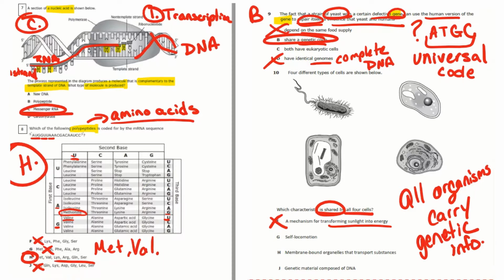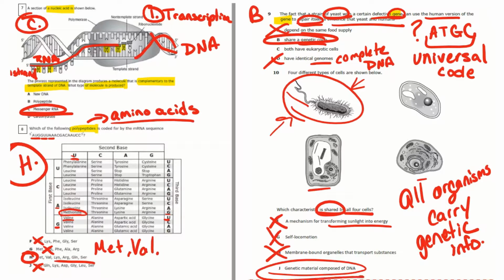Self-locomotion. Well, from this picture, I only see one of them that can do that, because of the flagellum there. That is a bacteria, but the others cannot. So, no. Membrane-bound organelles that transport substances. Yes, these do have those, but what about the bacteria right here? That one does not, so that's not shared by all. Genetic material composed of DNA. Yes, that is exactly what we just mentioned. All organisms carry genetic information, so it would be letter J.